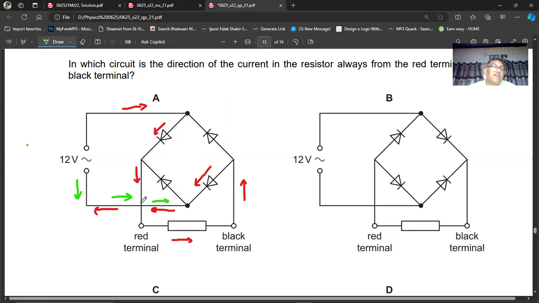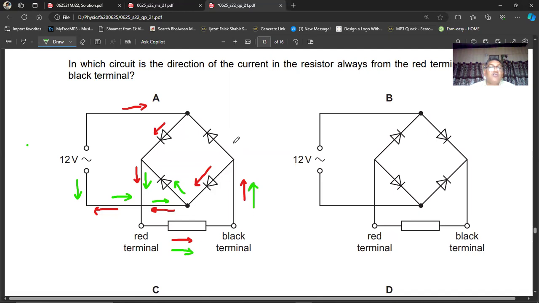Here they do not have electric connection. So the current obviously will go in this direction. Current cannot go in this direction now. So the current will go in this direction. Then the current will go in this direction from red to black terminal, then the current will go in this direction.